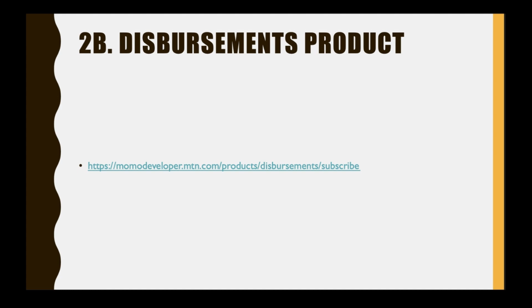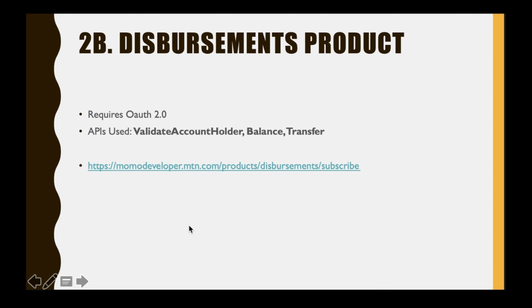So before we can actually use this, let's look at some of the things that it requires. This API requires OAuth 2 authentication. The APIs that we're going to use are validate account holder, balance, and then the transfer. Okay, before we can use this disbursement product API, we need to first subscribe to that product.